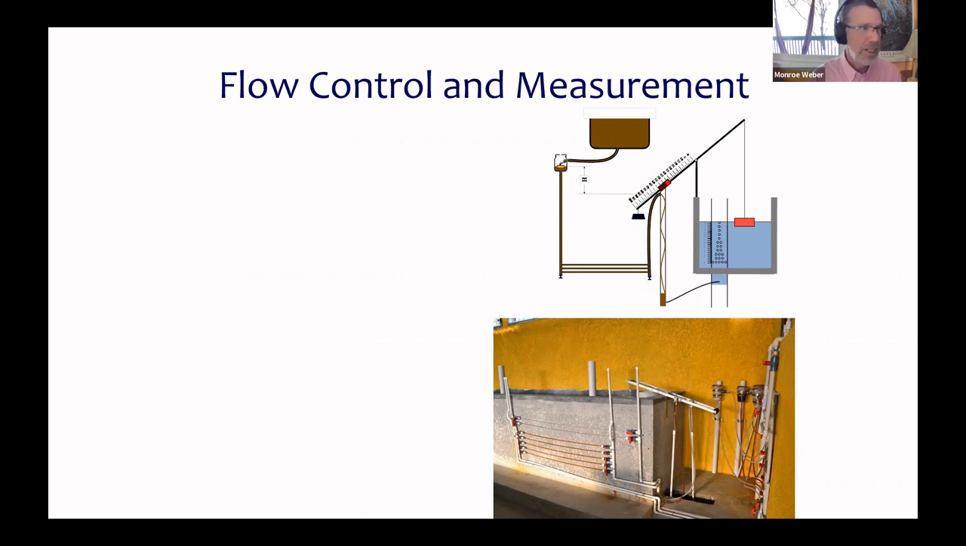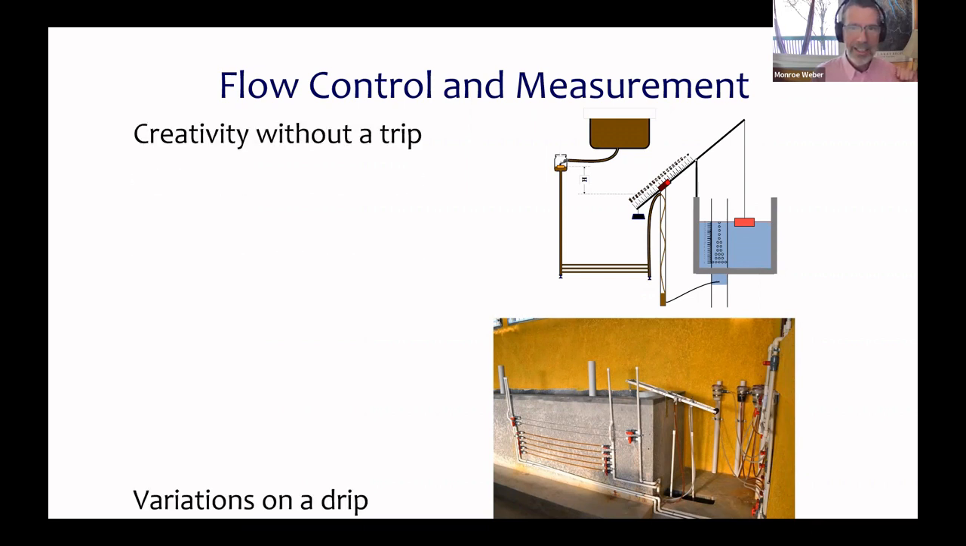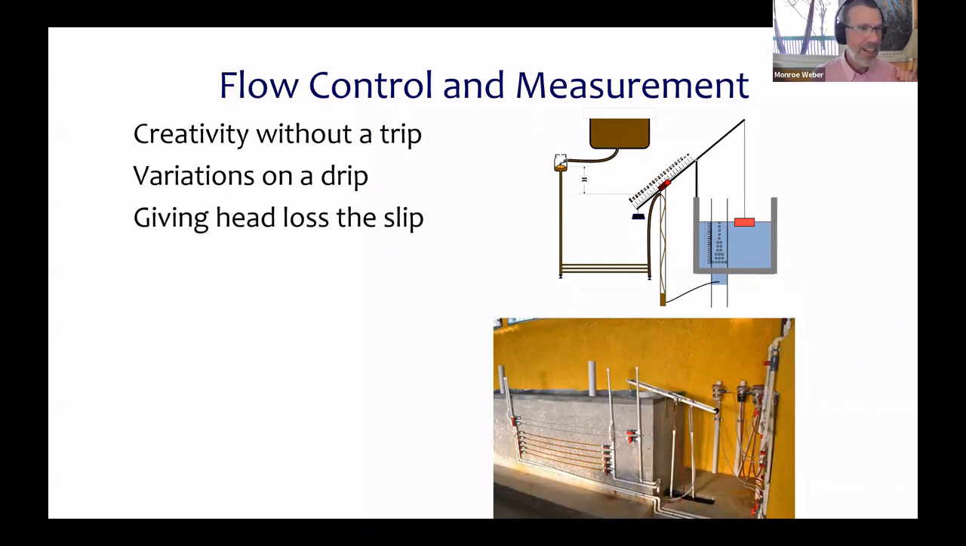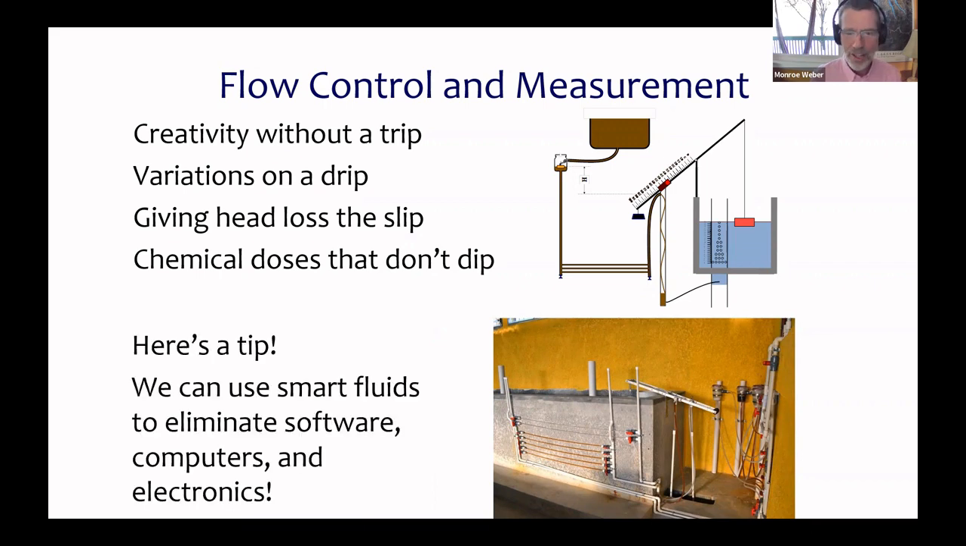I'll introduce the entrance tank just briefly today before we then go down the more specific path of how do you measure and control flow in a water treatment plant or indeed anywhere. So to get started, flow control and measurement, it's creativity without a trip, it's variations on a drip, it's giving head loss to slip, and it's chemical doses that don't dip. So that's what we'll be talking about.